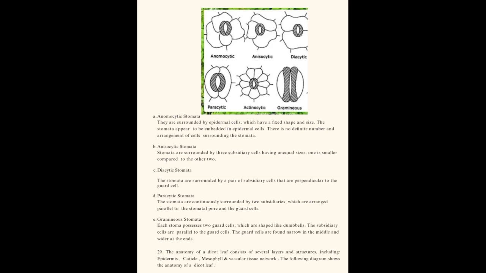Anemocytic stomata. They are surrounded by epidermal cells, which have a fixed shape and size. The stomata appear to be embedded in epidermal cells. There is no definite number and arrangement of cells surrounding the stomata. Anisocytic stomata. Stomata are surrounded by 3 subsidiary cells having unequal sizes, one is smaller compared to the other 2.